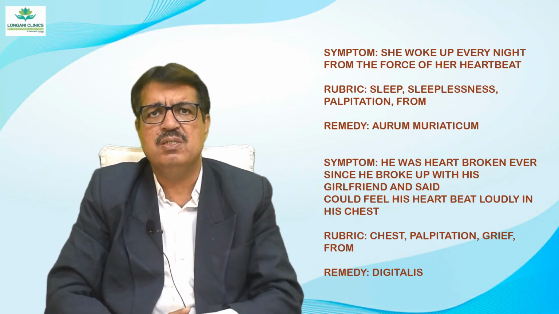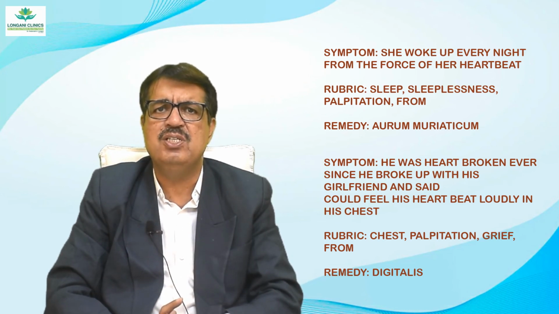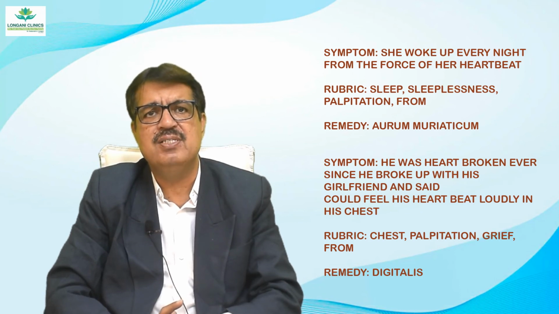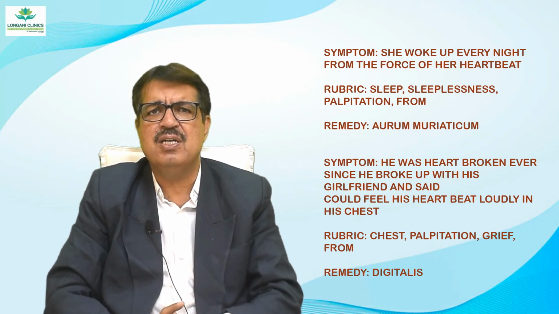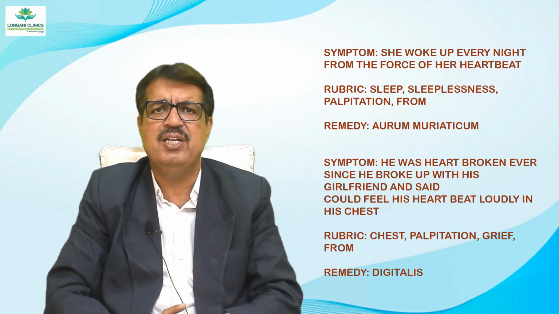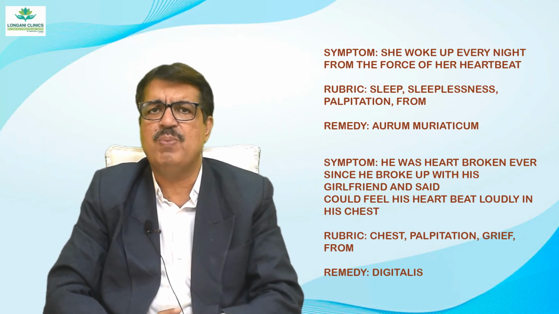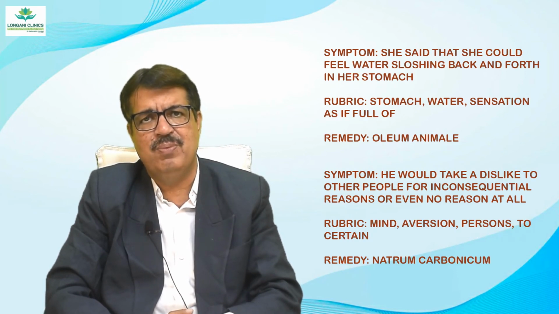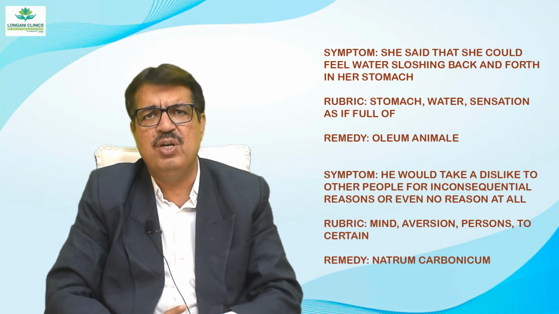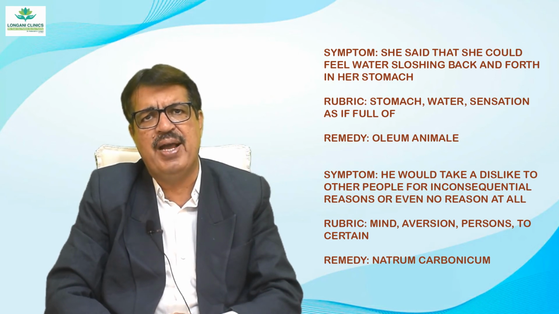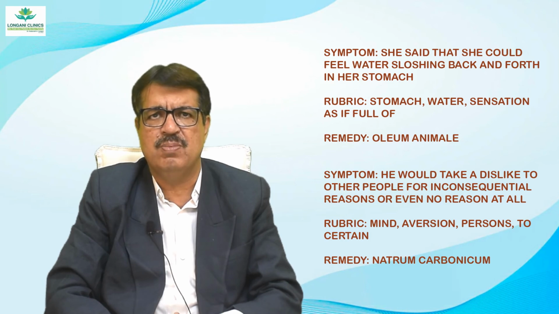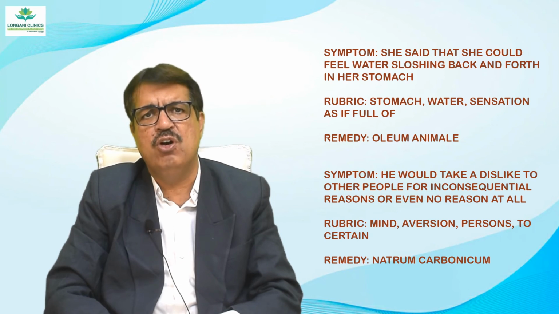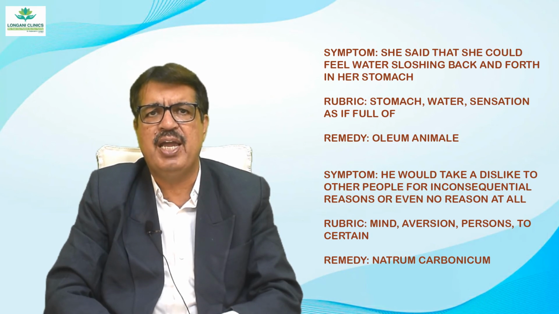Symptom: he was heartbroken since he broke up with his girlfriend and said he could feel his heart beat loudly in his chest. The rubric: chest, palpitation, grief from. The remedy is digitalis. Next symptom: she said that she could feel water splashing back and forth in her stomach. Rubric: stomach, water, sensation as if full of. The remedy is oleum animale.